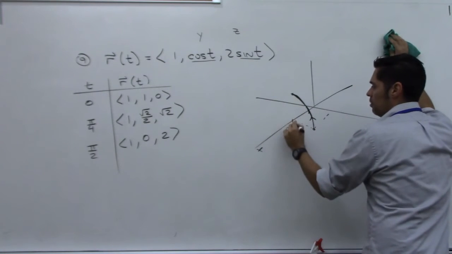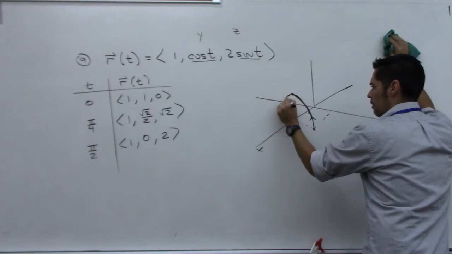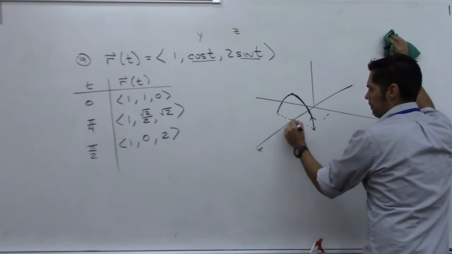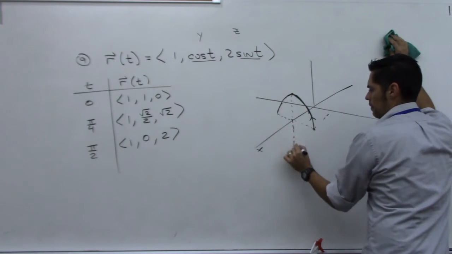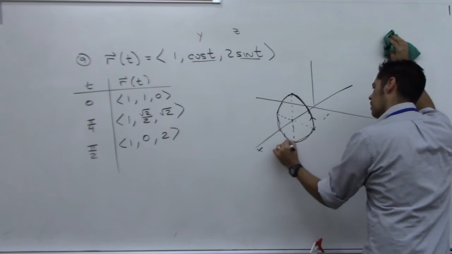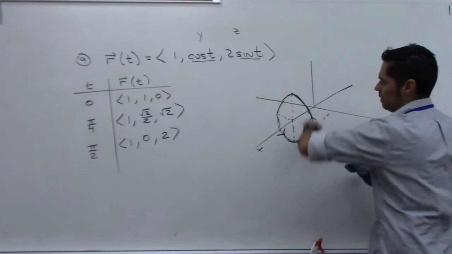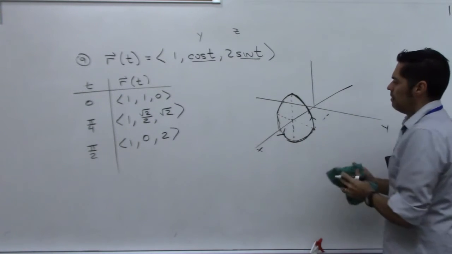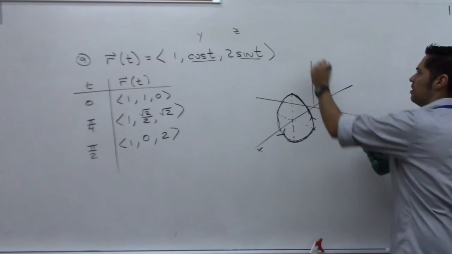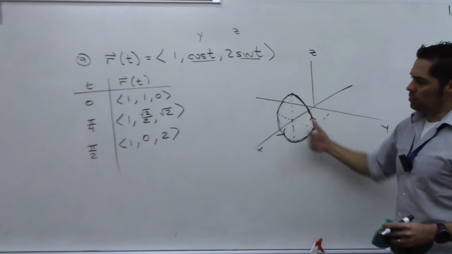And if I continue, it's going to draw this ellipse. But the ellipse is on the YZ plane. It's been moved out 1. It just keeps drawing the ellipse over and over.